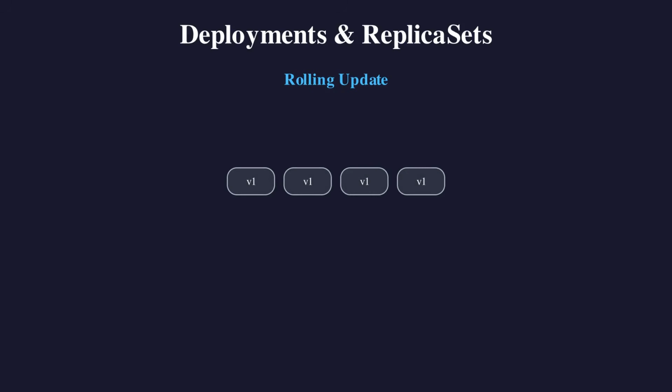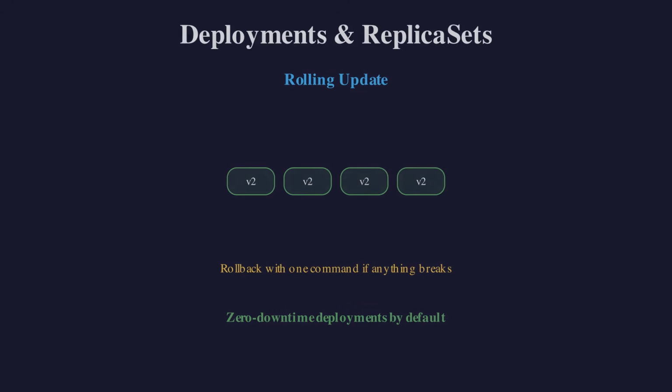Deployments also handle rolling updates beautifully. When you push a new version of your app, the deployment gradually replaces old pods with new ones, 1 or 2 at a time. At every step, it checks that the new pods are healthy before continuing. If something goes wrong, you can roll back to the previous version with a single command. This means zero downtime deployments become the default, not the exception. You declare what you want, Kubernetes handles the how.